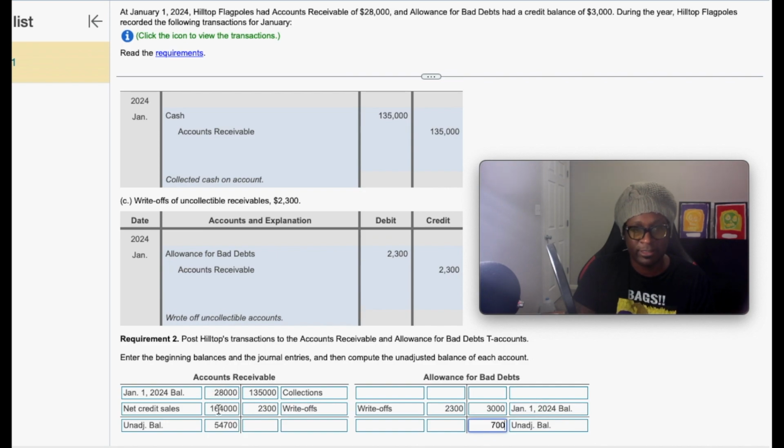We had credit sales that increased by $164,000, followed by a collection for $135,000, and a write-off for $2,300, which gave us an unadjusted balance of $54,700. Likewise, our allowance for bad debt started out with a $3,000 credit balance, but we wrote off $2,300 on the debit side, which gives us an ending balance, unadjusted of course, of $700. We're going to check that answer.